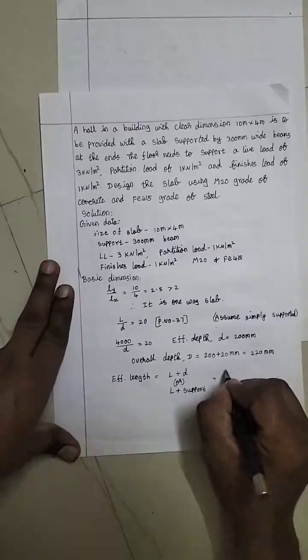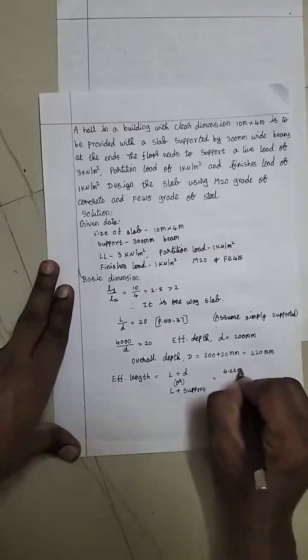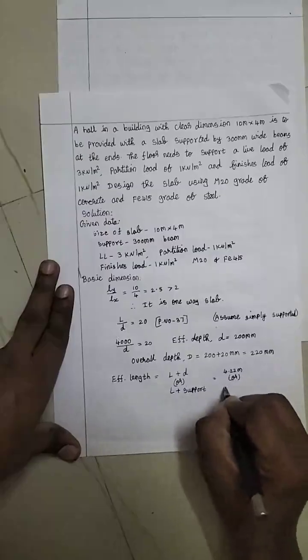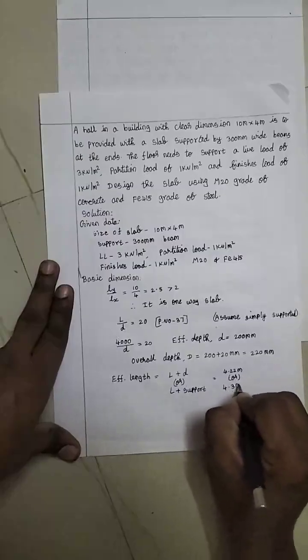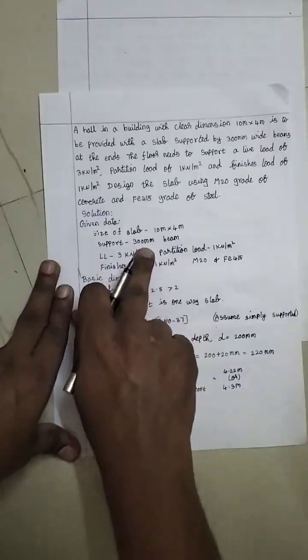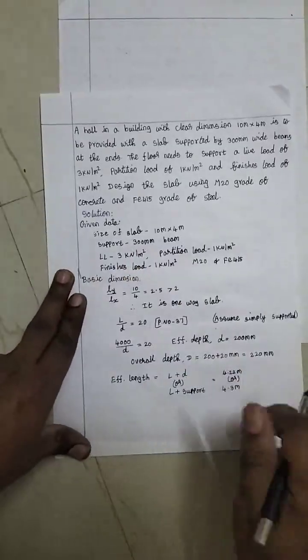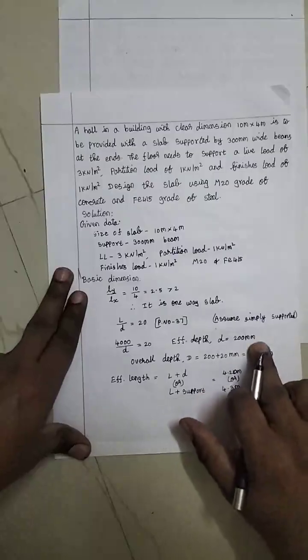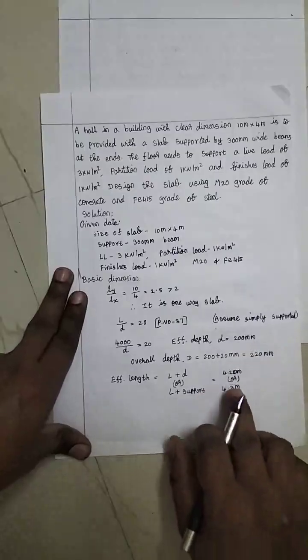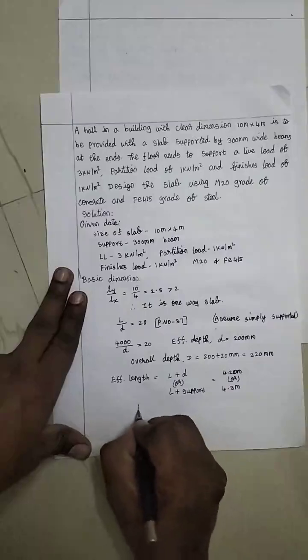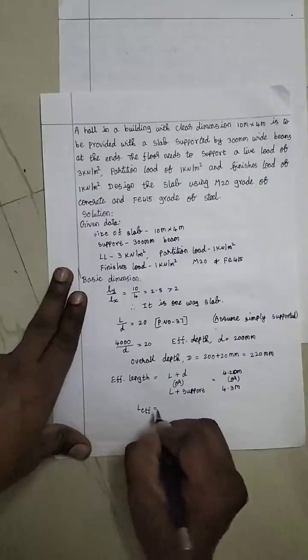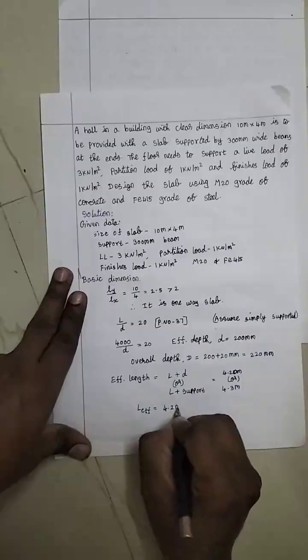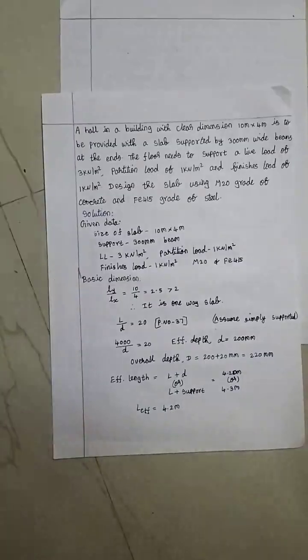So L plus D. So L is 4 meter, so 4.2 meter, or I can take 4.3 meter because the support which they have given is 300 and the effective depth we have calculated is 200. So we need to take whichever is lesser. So the L effective value will be 4.2 meter. So we have calculated the basic dimension.